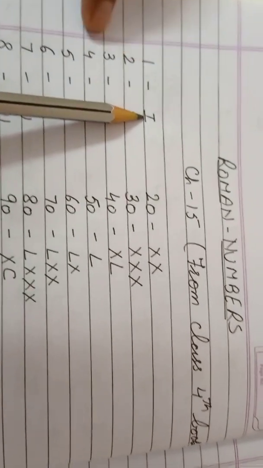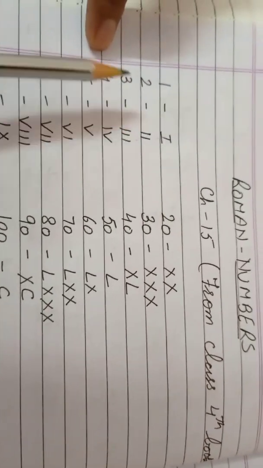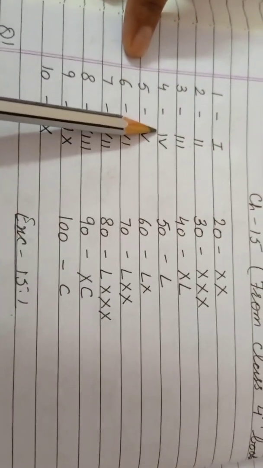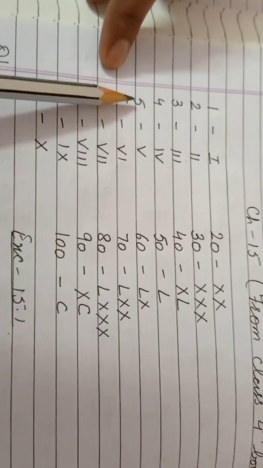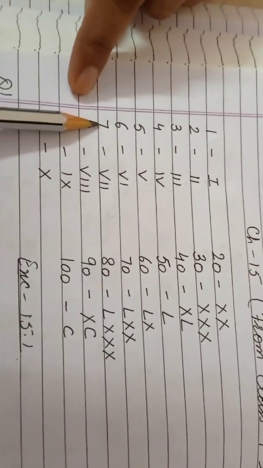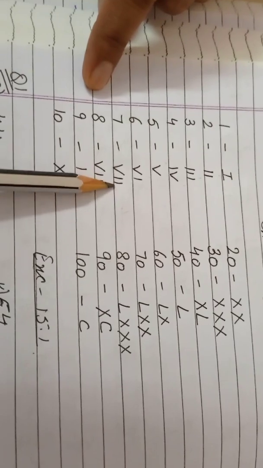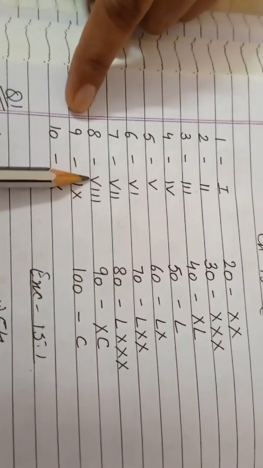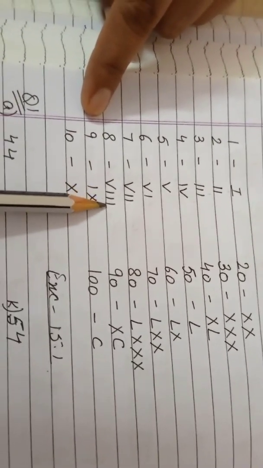We represent 1, 2, 3 this way. 4, how to write? 5 minus 1, 4. 5 in this way. 6, how to write? 5 plus 1, 6. 7: 5, 6, 7. 8: 5, 6, 7, 8.